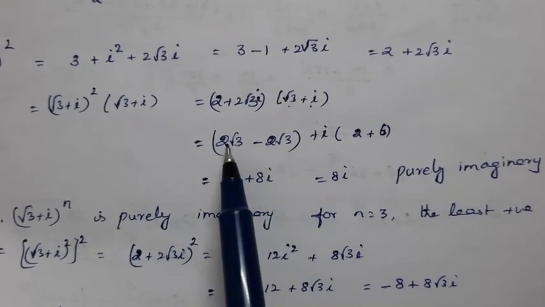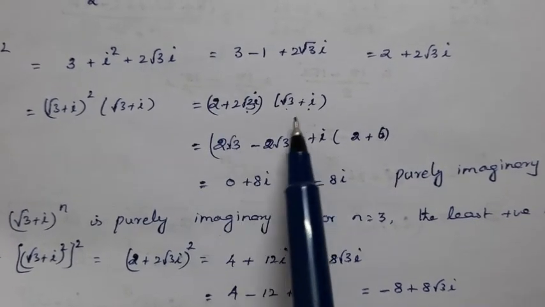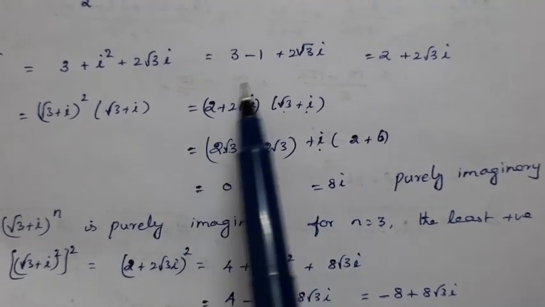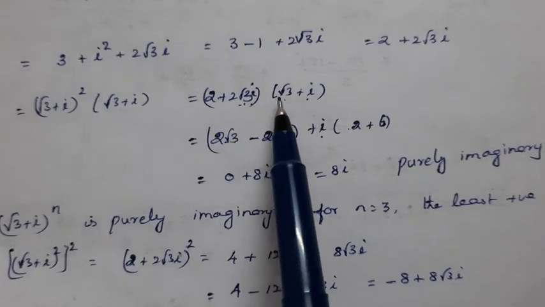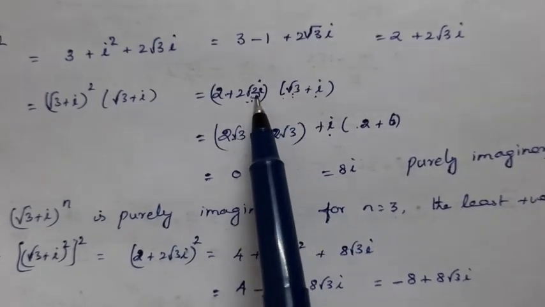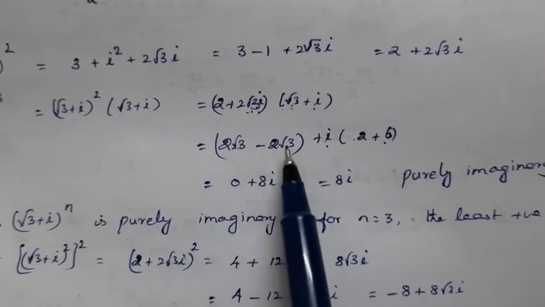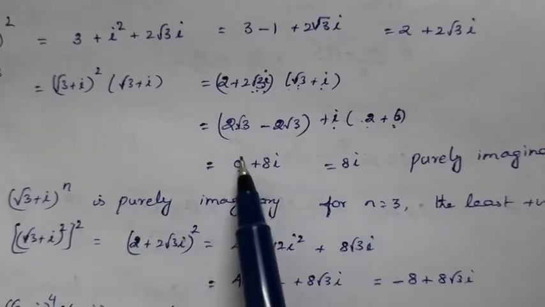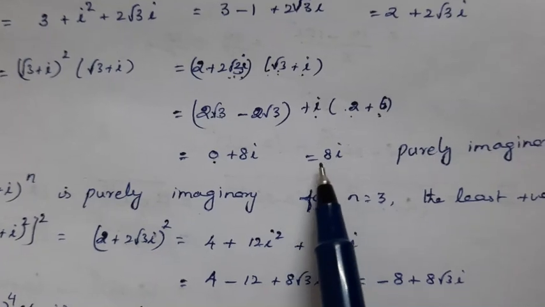Real into real, 2 into √3, minus imaginary into imaginary, 2√3 into 1 is 2√3. Then plus i into 2 into 1, 2, plus 2√3 into √3. √3 into √3 is 3, 3 2s are 6. Now 2√3 minus 2√3 gets cancelled, 0, and 2 plus 6 is 8. So here the real part is 0 and you have simply the number as 8i.